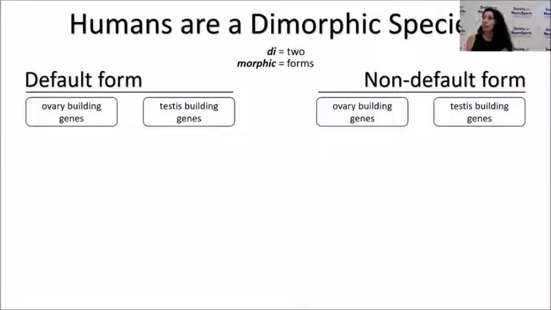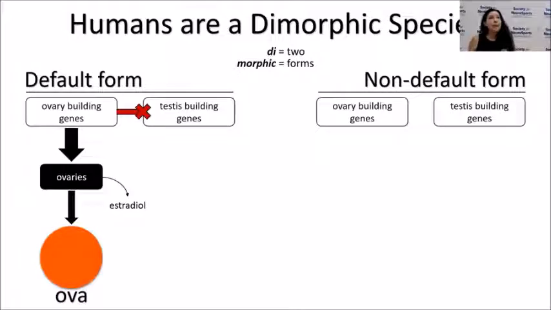Now, every typically developing human has all of the genes, most of the genes they need to build either one of these. So you've got both of these sets of genes to build ovaries and build testes. The default form is one where the ovary building genes suppress the testes building genes, and you get the development of ovaries, which then produce ova or eggs, and also produce comparatively massive amounts of estradiol or estrogen, right?